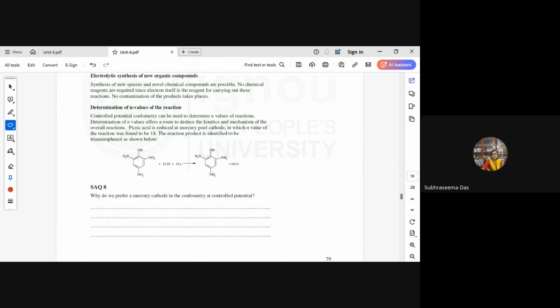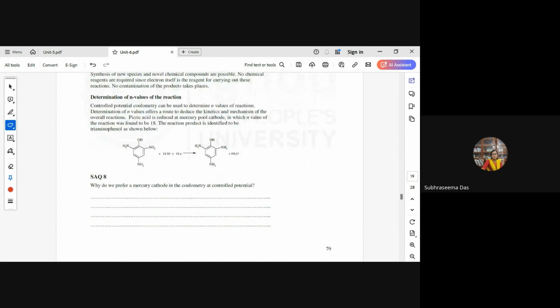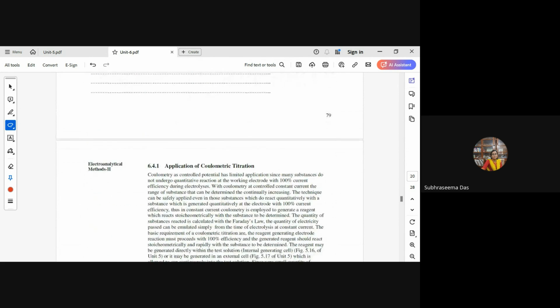The control here in picric acid, it is reduced at a mercury cathode, where the n value of the reaction has been found to be 18, which is the number of electrons required for this reaction. So controlled potential coulometry has also been used for this purpose.